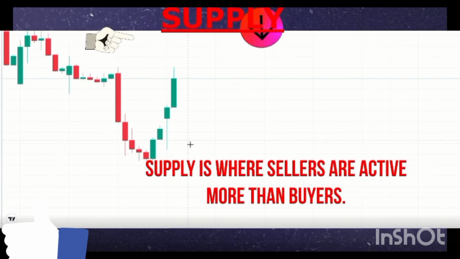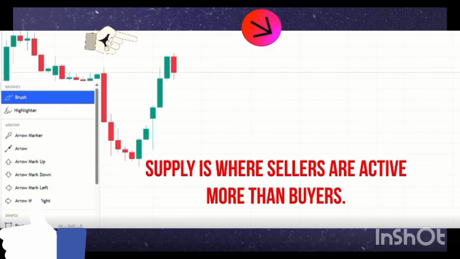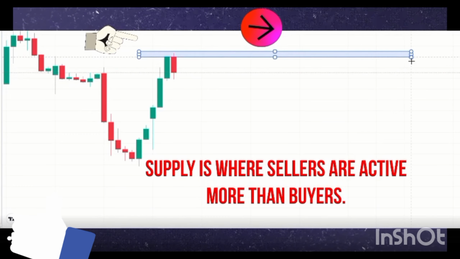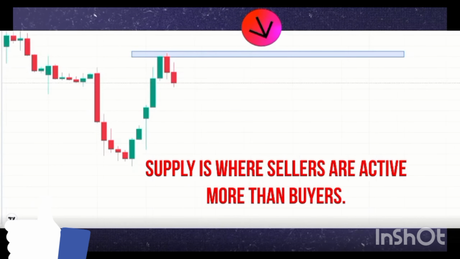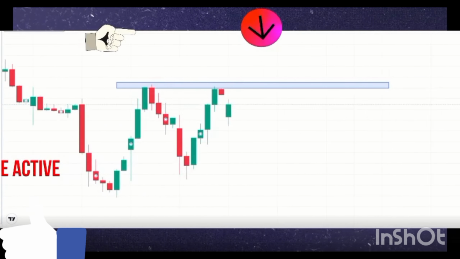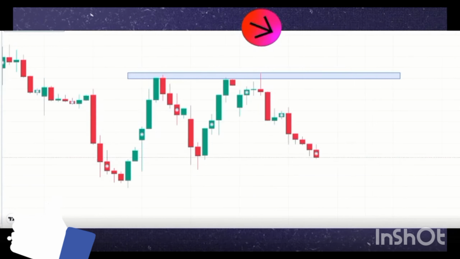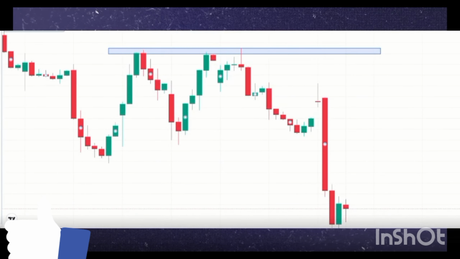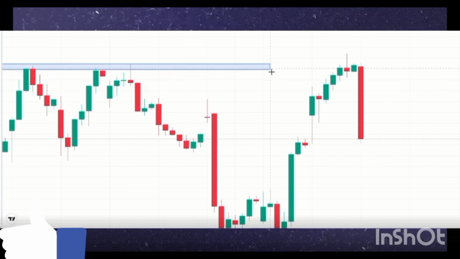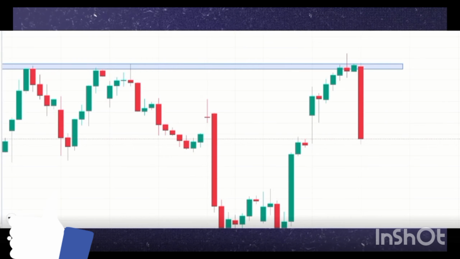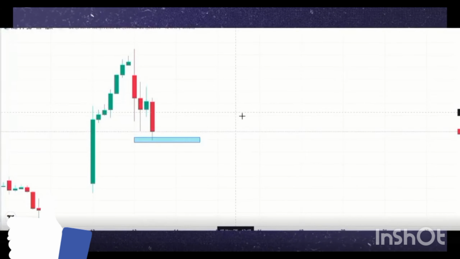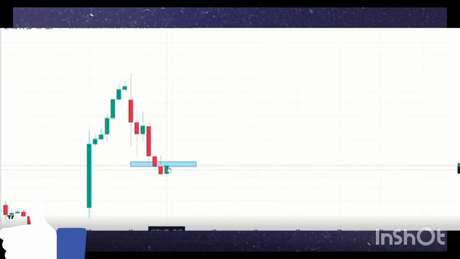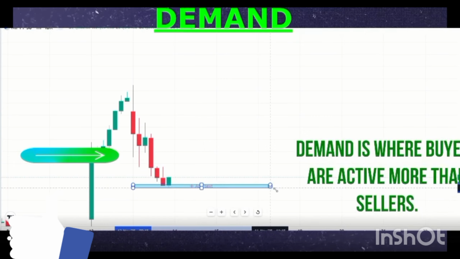What is supply and demand? Supply is where sellers are more active than buyers. This puts pressure on the price to go down. If price drops sharply from a certain level, that becomes a supply zone. These zones are often created by big institutions who place large orders.